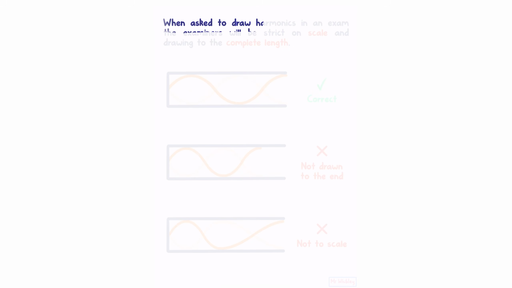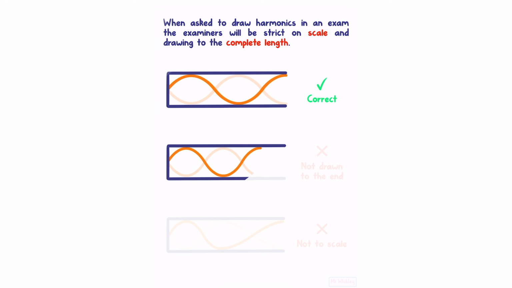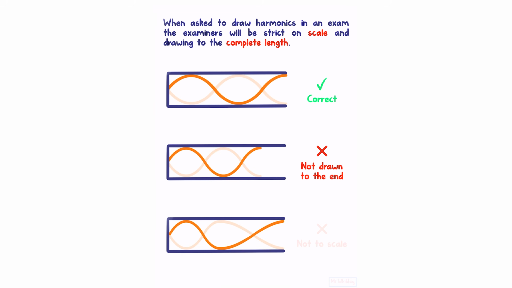When asked to draw harmonics in an exam, the examiners will be strict on scale and drawing to the complete length. And so if you're drawing the fifth harmonic, you would draw it like this, which has the correct scale and is drawn to the complete length of the pipe, and so this is correct. However, if you don't draw this to the end of the pipe, it will typically be marked incorrect, and if the scale isn't consistent, it will likewise be marked incorrect.